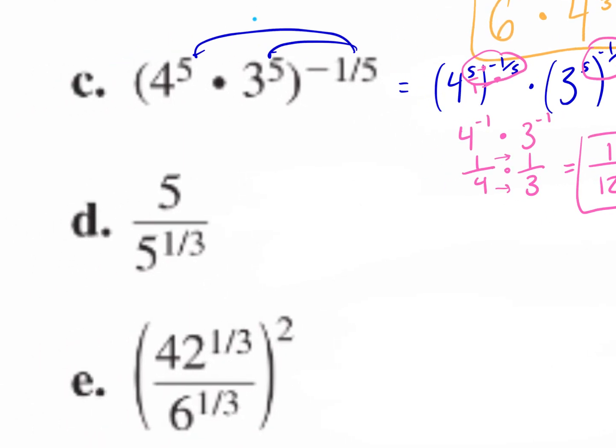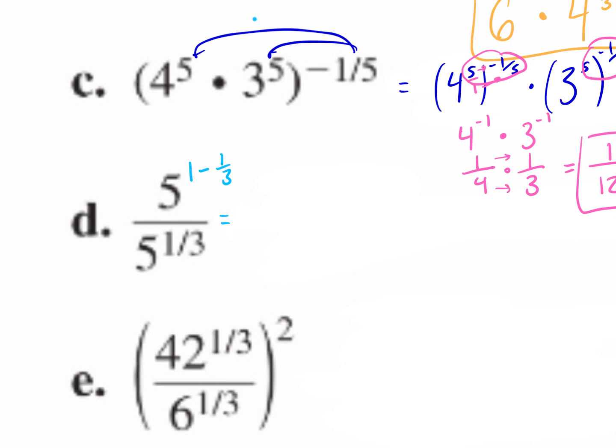All right, let's look at the next one. So these have the same base, so I can combine them together. What am I doing here? Dividing. So what do I do to the exponents when I'm dividing? Subtract. Well, what's my exponent on this 5? 1. So it'd be 1 minus 1/3.